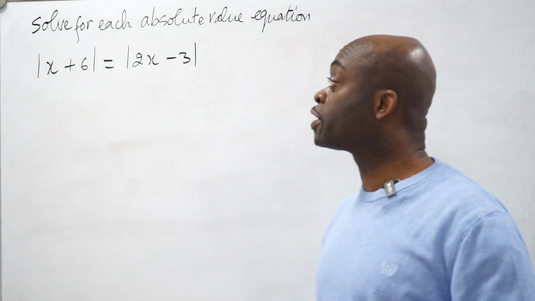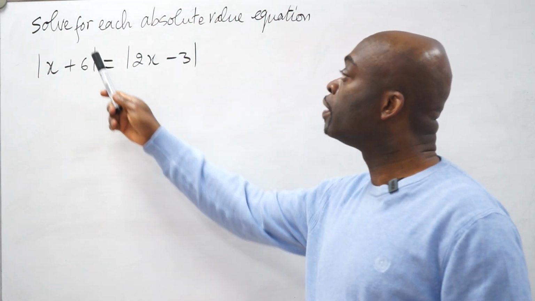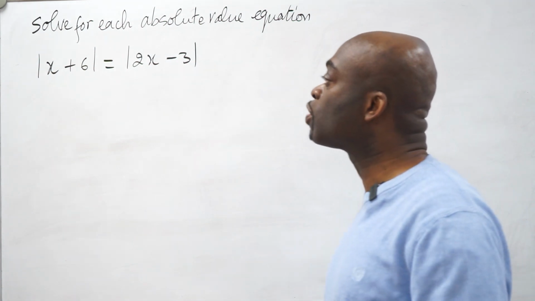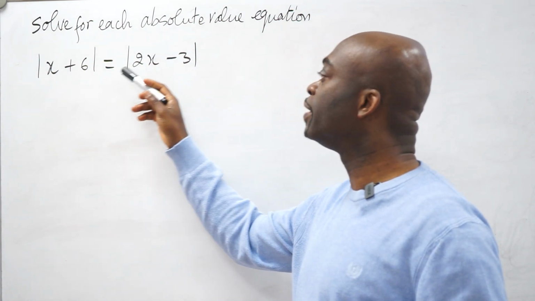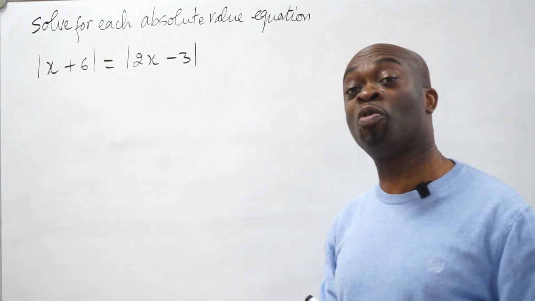We're solving for such problems here with absolute value. Solve for each absolute value equation here. Okay, so we have absolute value of x plus 6 equals absolute value of 2x minus 3. So what are we going to do first?